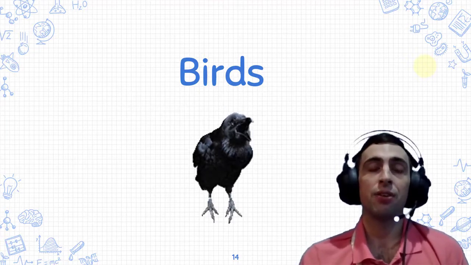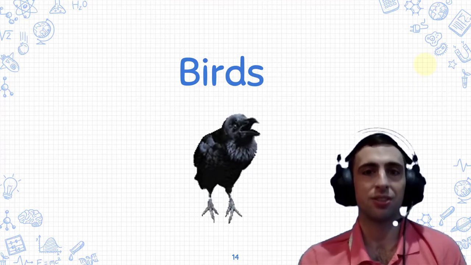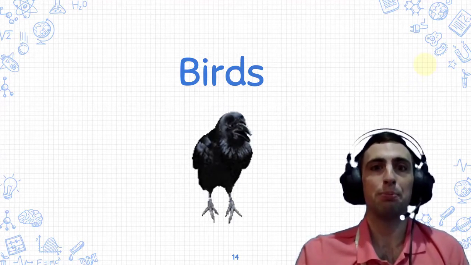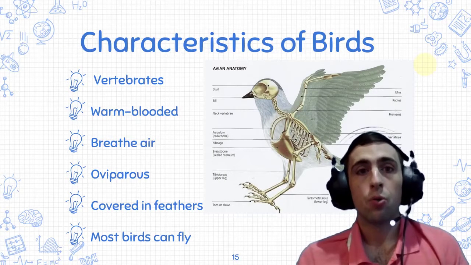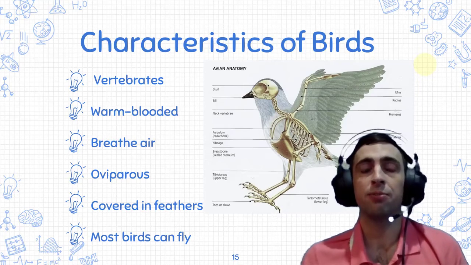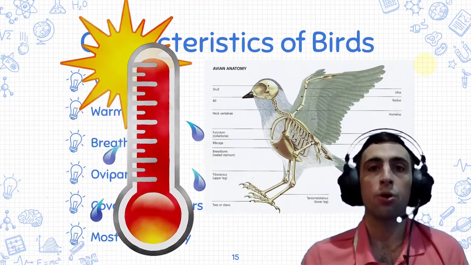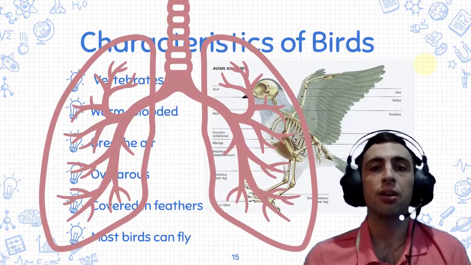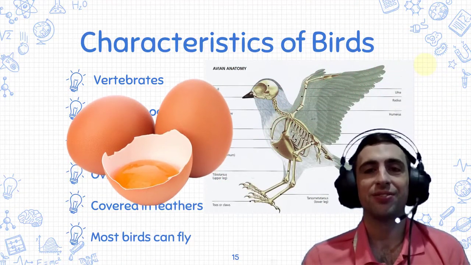The next kind of vertebrate we are talking about today are birds. This bird. This is a big black bird. Ooh, scary. What are the characteristics of birds? They are vertebrates. They are warm-blooded, just like mammals. They breathe air. They are oviparous.